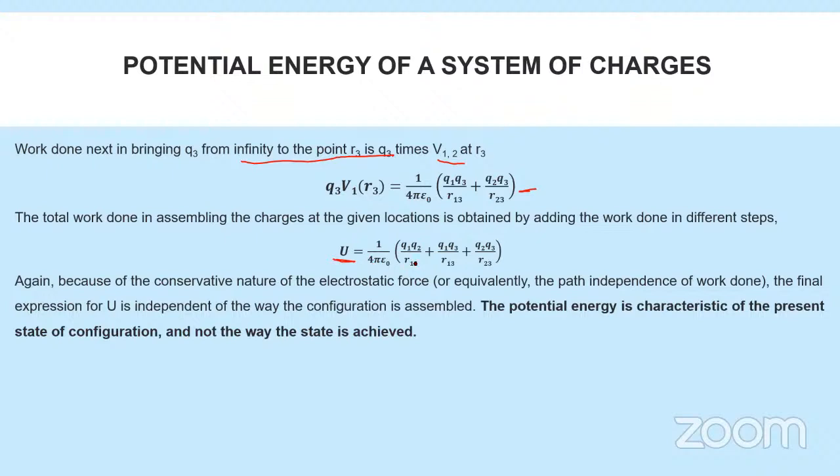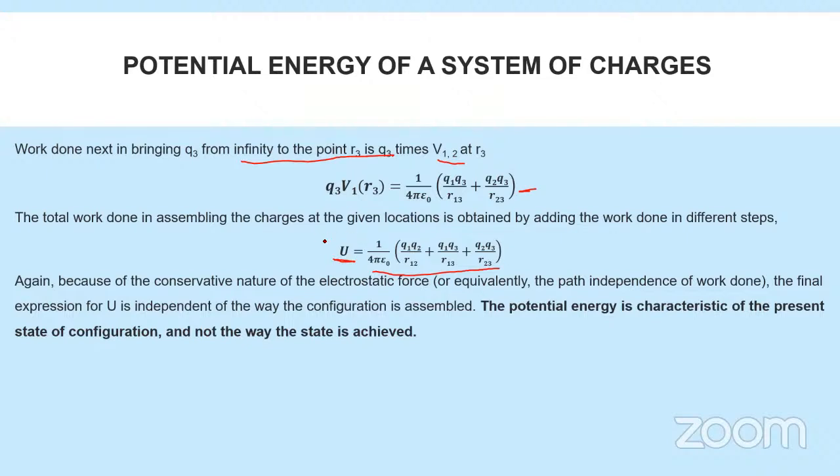So this is your V1, and this is your V2 at R2. Then this entire thing is due to the charges Q1 and Q2, the potential at R3 when you are bringing Q3. It is the potential due to the presence of Q1 and Q2 when you are bringing Q3 from infinity to point R3. We add all these up and this is going to give you the potential energy.